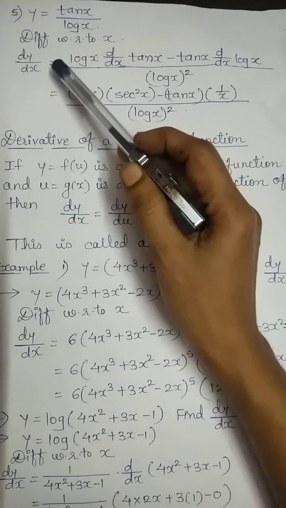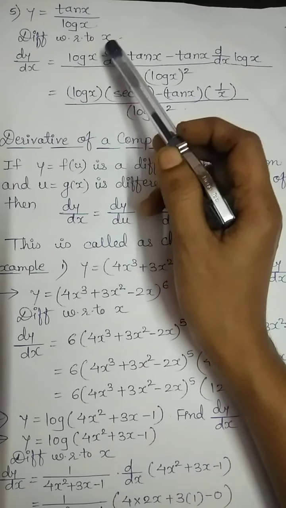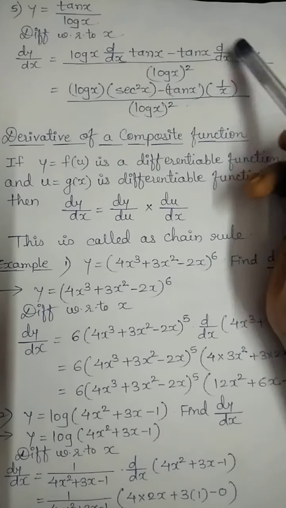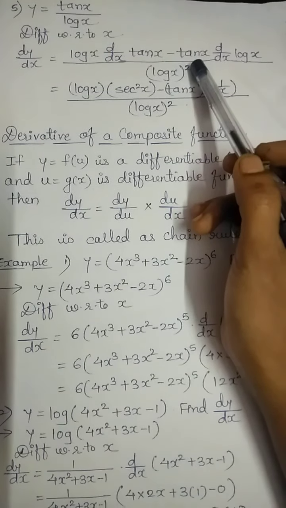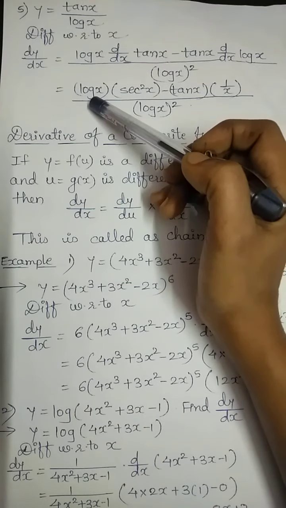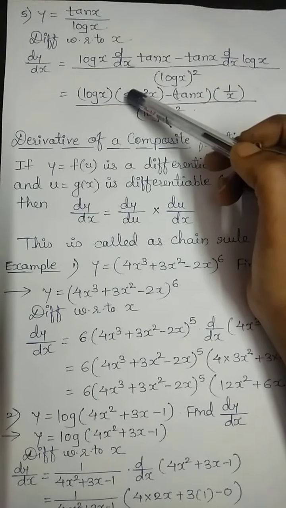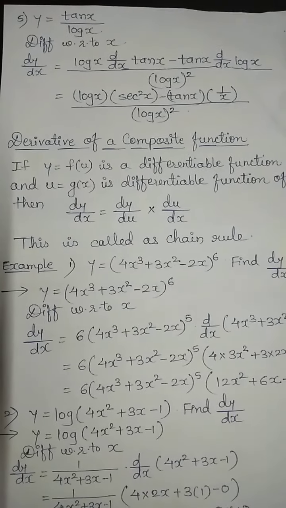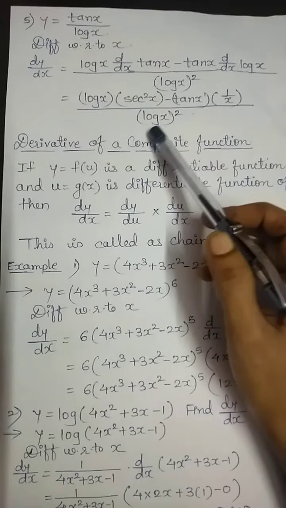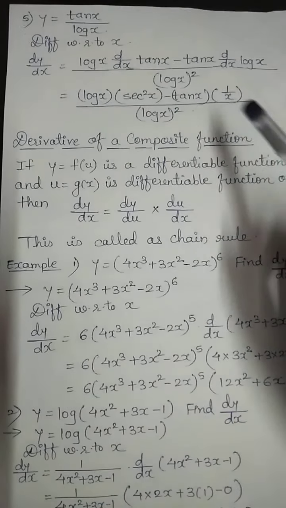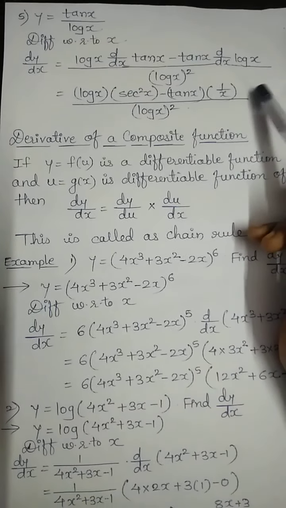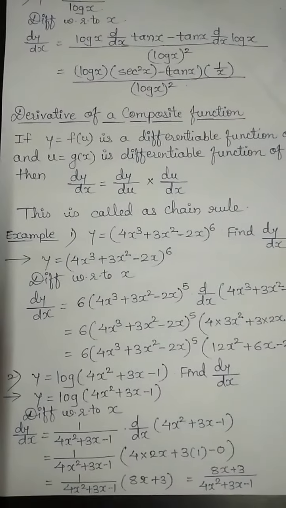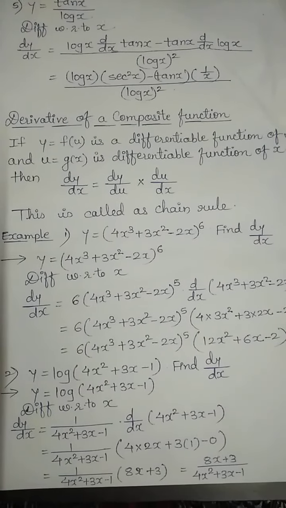So by using that u by v rule, we will get log x into derivative of tan x minus tan x into derivative of log x upon log x the whole square. Now this log x will be as it is, derivative of tan x is sec square x, minus tan x as it is, derivative of log x is 1 upon x, and denominator as it is. Now here further simplification is not possible, so we will keep this answer as it is. So this was all about the rules of the differentiation.